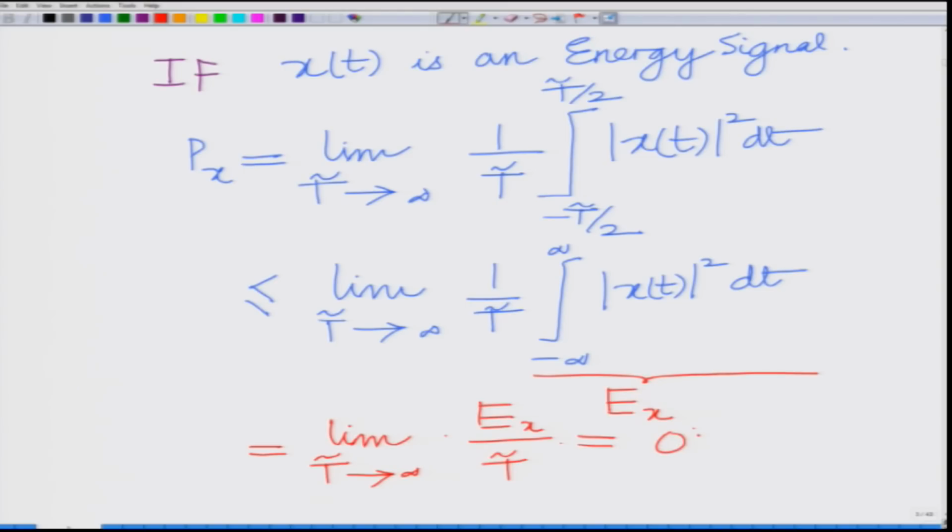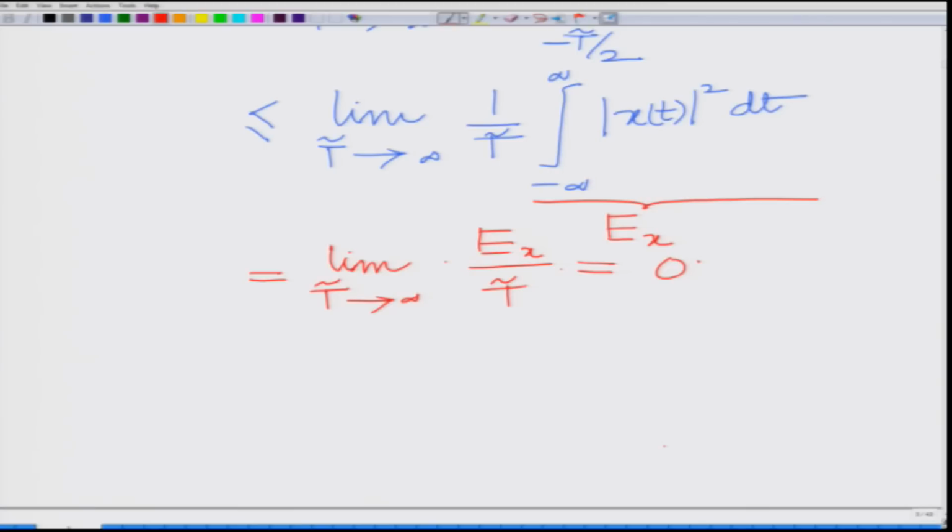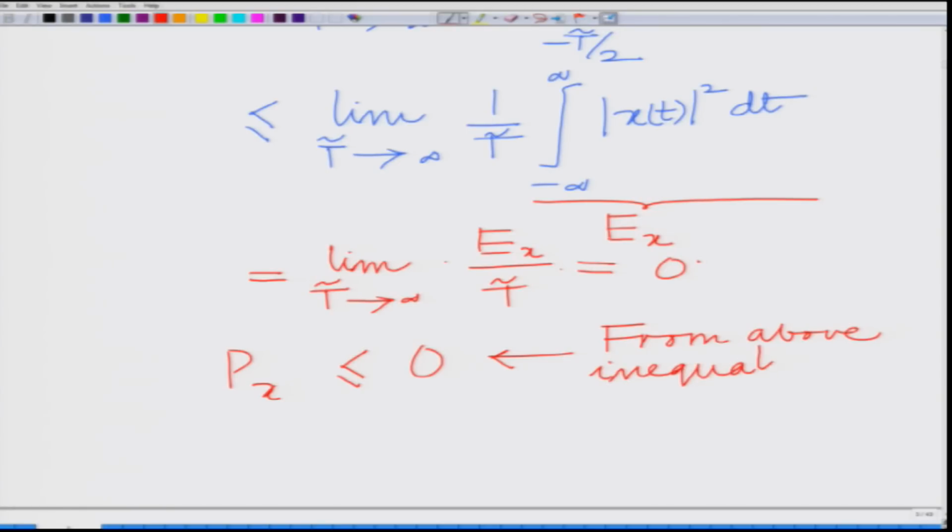So, this is equal to 0, and therefore what it means is that the power of an energy signal, that is P x, is less than or equal to 0. From the above argument, we have obtained this inequality, and we also know that P x is a positive quantity. So, P x is greater than or equal to 0, since P x is a positive, or rather non-negative, quantity.